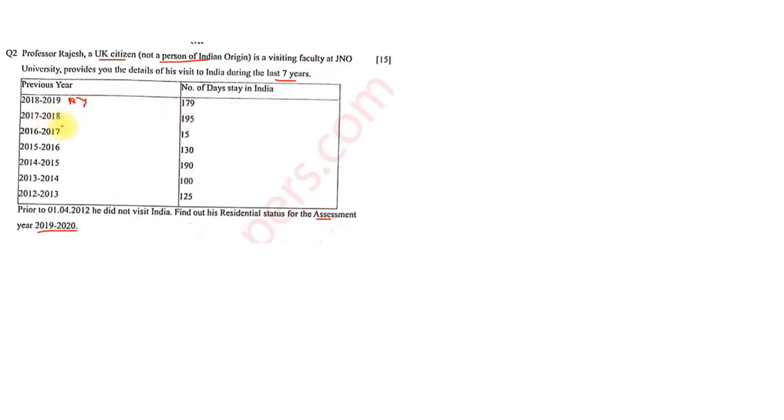Thereafter, they have given us the 6 years preceding the previous year, so I'm just noting it down. Prior to 1st April 2012, he did not visit India, so he never came to India. Find out his residential status for the assessment year 1920. Very simple. We'll first note down the rules and then we'll see how to solve it.